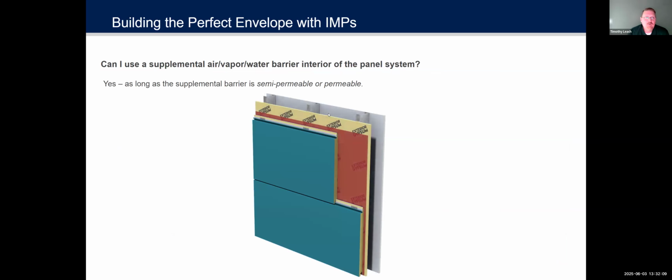But here's the key. If you're going to use a vapor barrier inside, and there are some reasons for doing this that we could talk about for quite a bit of time, but if you're going to do it, it needs to be permeable or semi-permeable. In other words, it needs to be breathable towards the inside, because that inside face of that panel is a barrier. And if you put a barrier over a barrier, you're going to trap any moisture that's in between. So if you're going to do an air water vapor barrier to the inside face of an insulated panel, be sure that it's breathable.